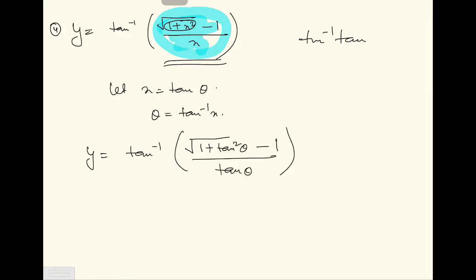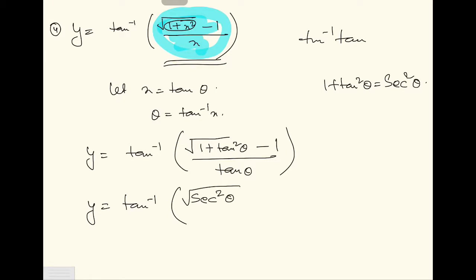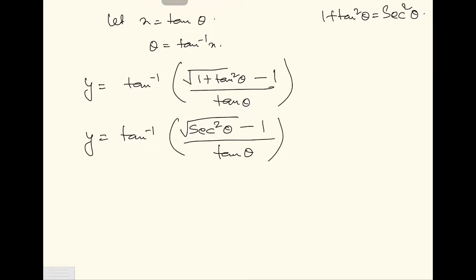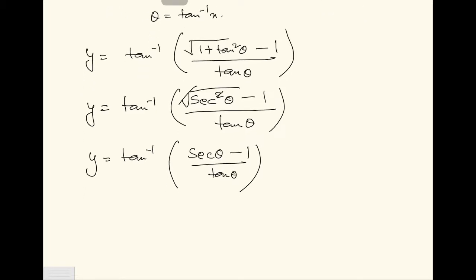Look carefully. Is that correct, everyone? Okay. That gives me y equals tan inverse. What is the formula for 1 plus tan square theta? Everyone knows 1 plus tan square theta equals sec square theta. That's by trigonometric identities. So it will be the square root of sec square theta, minus 1, divided by tan of theta. Correct? Okay, so further I have y equals tan inverse; the square and the square root get cancelled, sec theta minus 1 divided by tan theta. Can I do that? Let's simplify it.